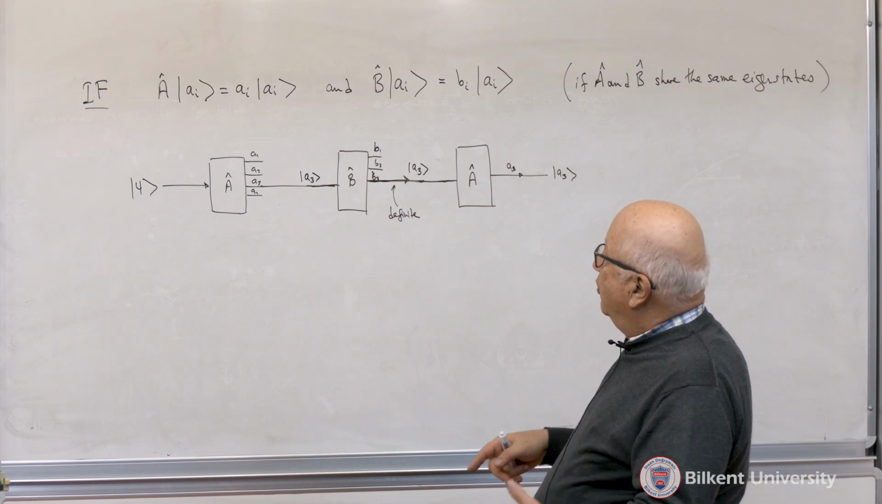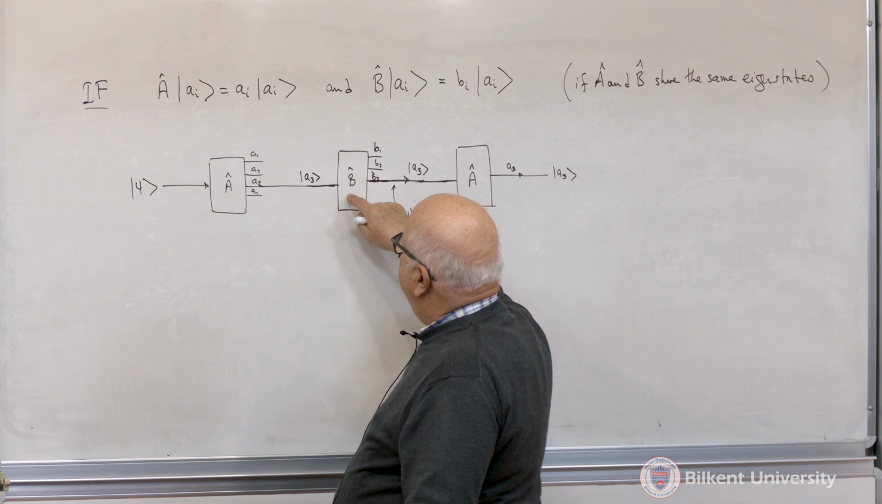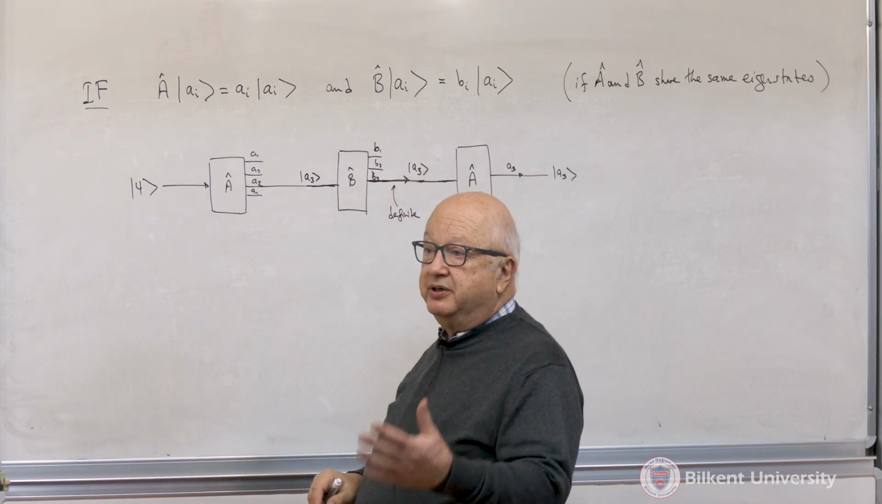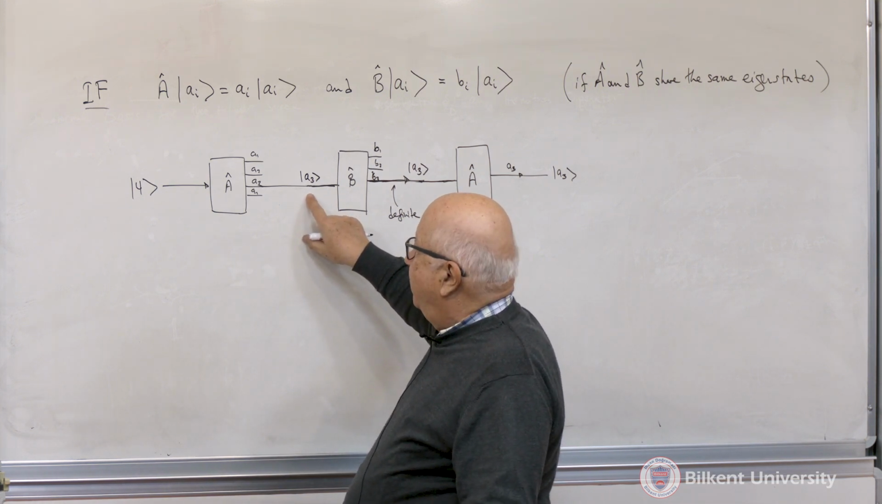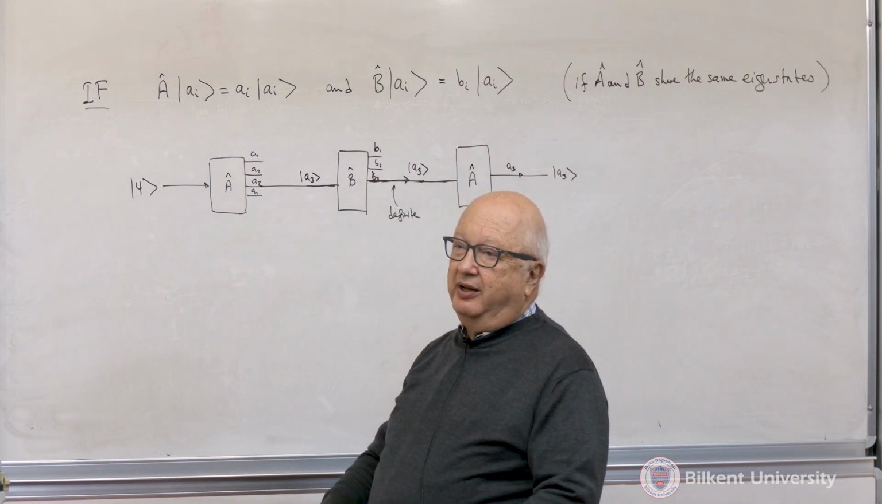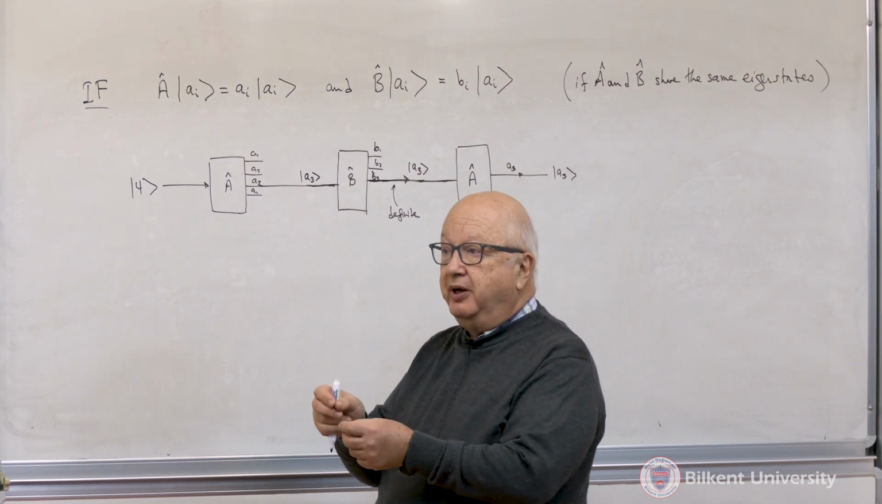So once the first measurement is made, further measurements by B and A do not disturb the state anymore because it is already in its eigenstate. If I have an A measurement and then a second A measurement, obviously I should get the same thing, right? That's what measurement means. I measured something.